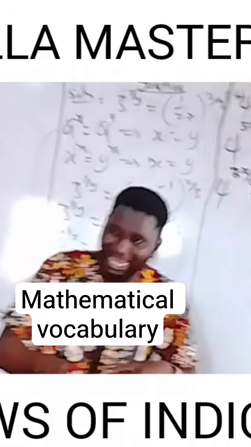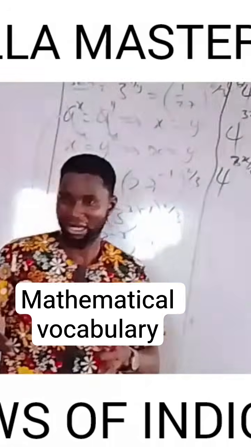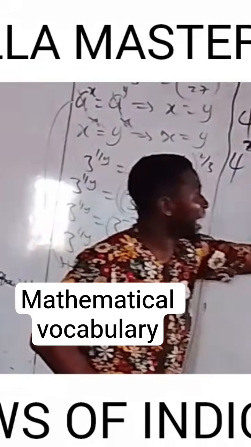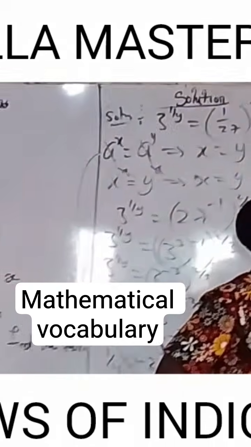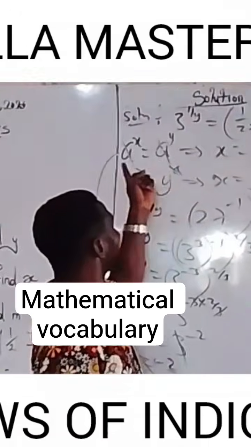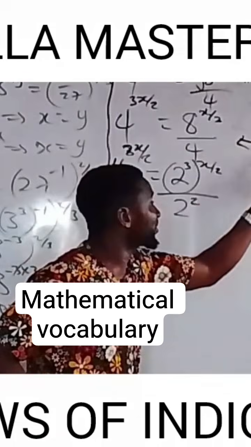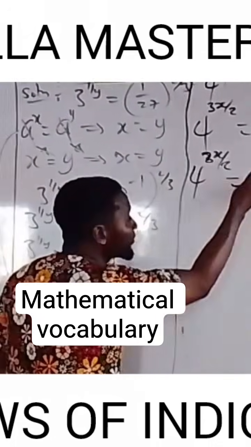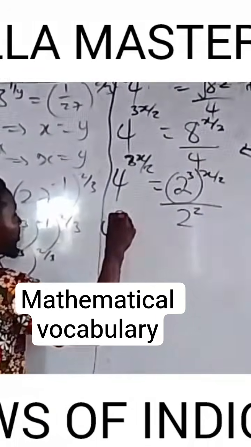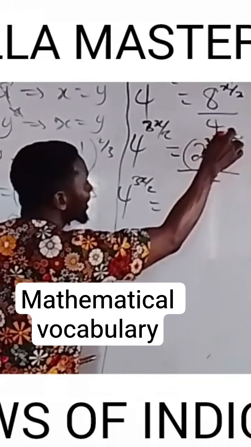You must simplify them, you must disintegrate them in such a way that you can apply their laws. Look at this guy. If they do not have the same base, I can't do anything to them. If this guy does not have the same base, I can't do it like this. So obviously, that's the reason why I'm bringing them to the same base. 4 raised to power 3x over 2. This is 3 times x over 2.